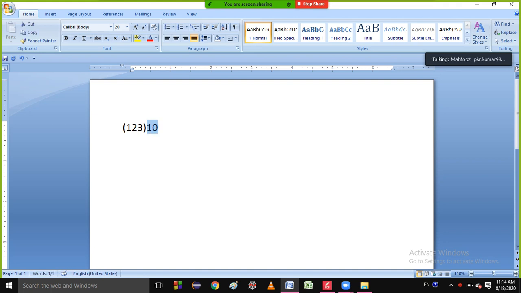Is it clear? This is called a subscript. Subscript means the base. This 10 is the base of 123, so this 10 is called the subscript. Is it clear to you?